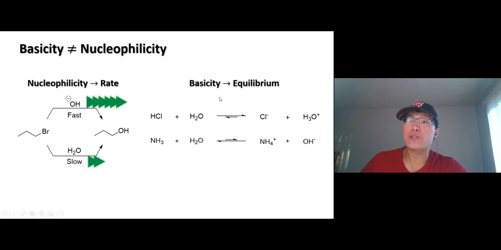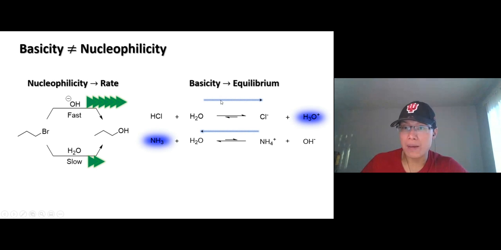When we talk about basicity, we talk about the position of equilibrium. Does it go to the right? Does it go to the left? We don't know how fast they go. They could take like a second or up to 3,000 years to reach equilibrium. But at equilibrium, we know how much product or reactant we will get. Right, so basicity is a thermodynamic property, and nucleophilicity is a kinetic property.